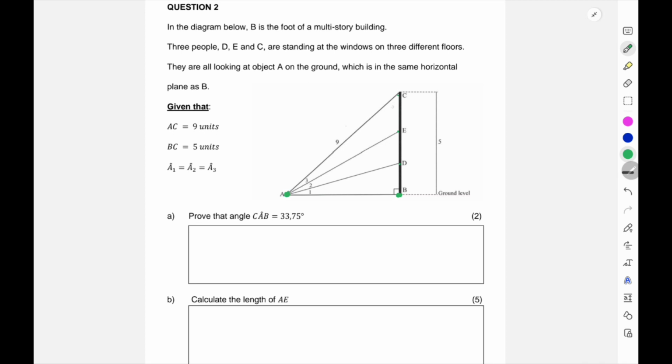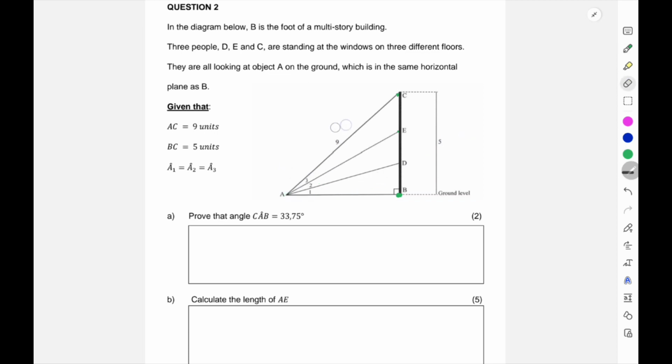They tell me also that AC is 9 and BC is 5. And very important, they tell me that all 3 of these angles are equal to each other. Now they say to you, prove that angle CAB, so they're looking for this whole angle over here, is equal to 33.75. Now that is very easy.